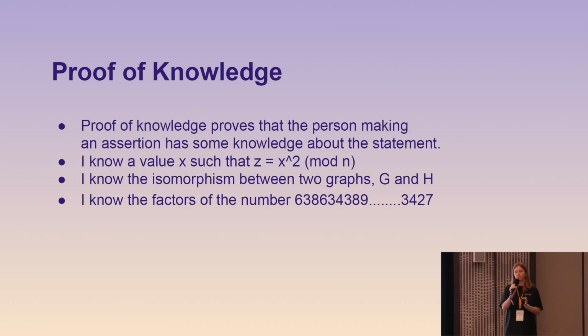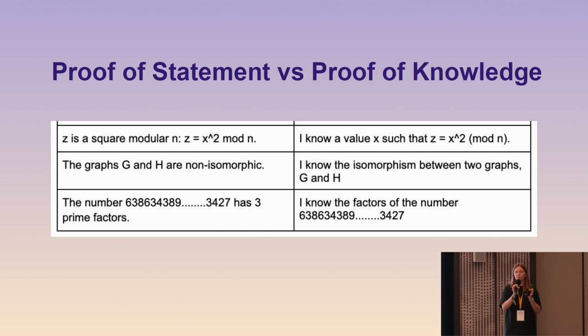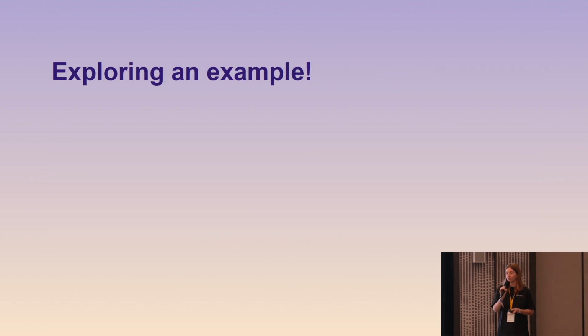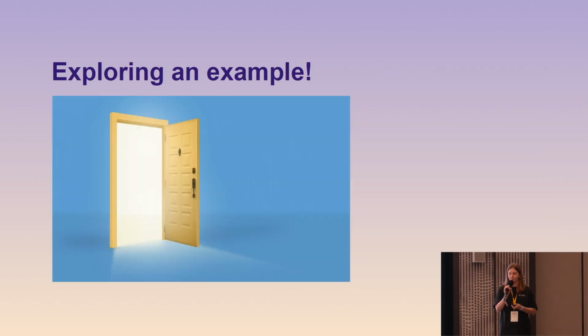On the other side, proof of knowledge proves that the person making an assertion has some knowledge about the statement. For example, I know a value x such that z equals x squared mod n. Or I know the isomorphism between two graphs, G and H. It's quite important to differentiate between proof of statement and proof of knowledge. We will take a look at an example, the problem of graph isomorphism. Some fun math.